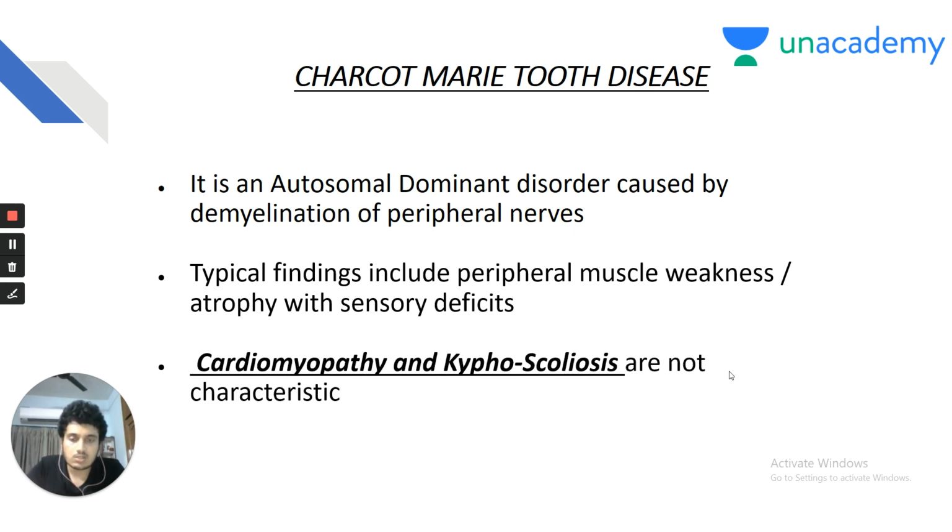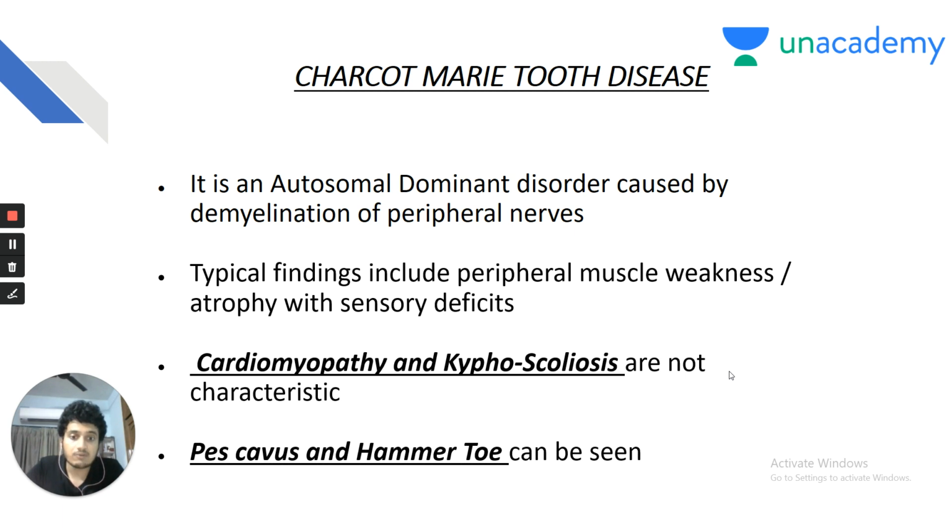Cardiomyopathy and kyphoscoliosis are not characteristic of Charcot-Marie-Tooth disease. But, my dear friends, pes cavus and hammer toe can be seen in case of Charcot-Marie-Tooth disease. So you can see that in Charcot-Marie-Tooth disease there is pes cavus, but kyphoscoliosis and HOCM are not seen in Charcot-Marie-Tooth disease.